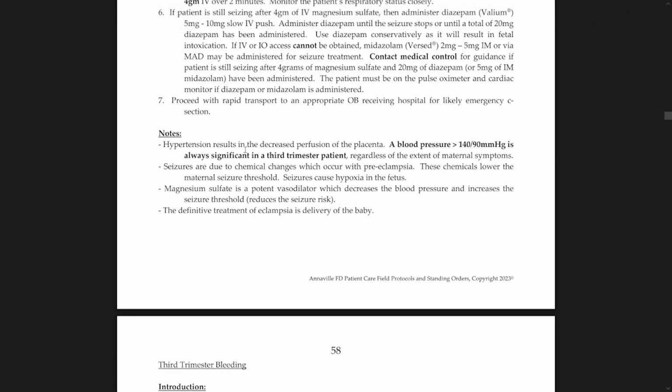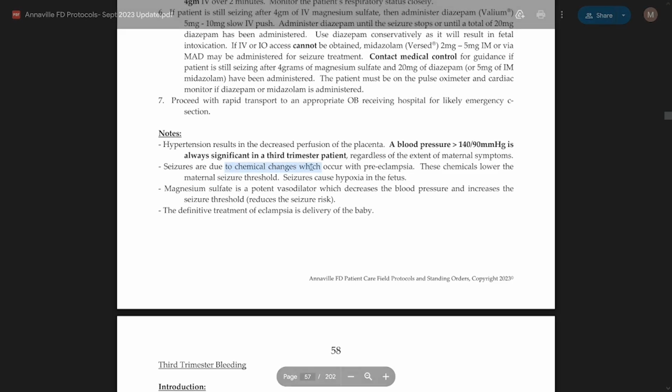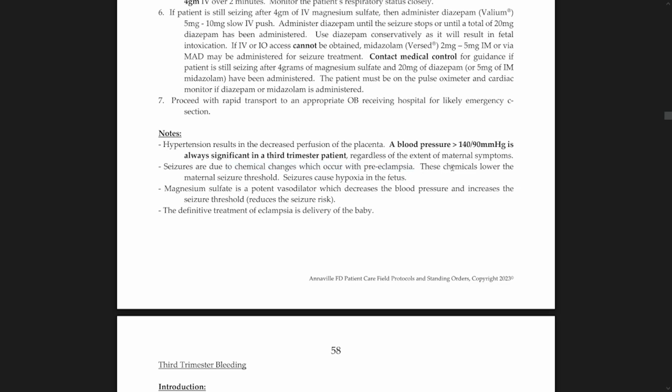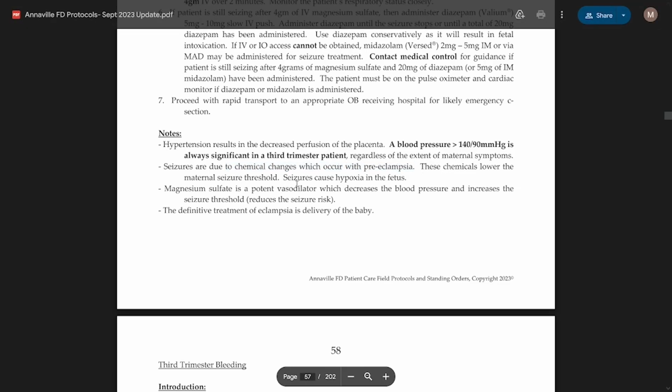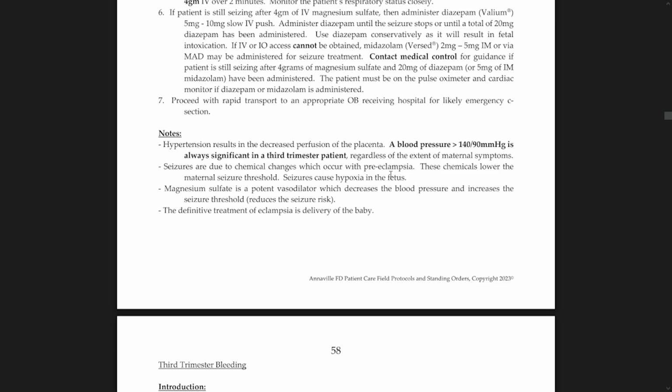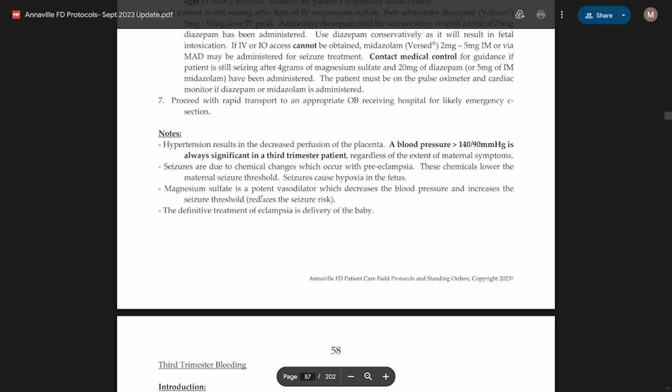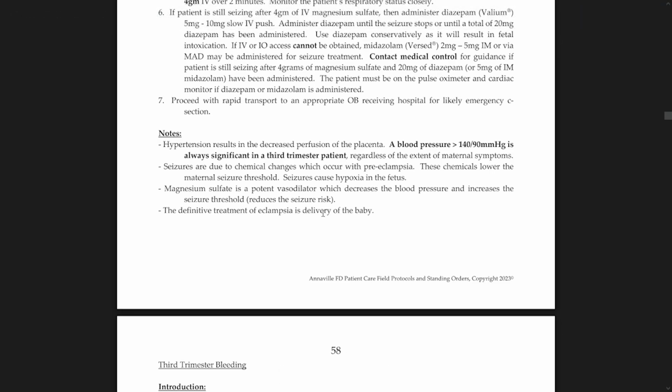Note: hypertension always results in decreased perfusion of the placenta. A blood pressure greater than 140 over 90 millimeters of mercury is always significant in a third trimester patient, regardless of the extent of maternal symptoms. Seizures are due to chemical changes which occur with preeclampsia. These chemicals lower the maternal seizure threshold, and seizures can occur from hypoxia in the fetus. Mag sulfate is a potent vasodilator which decreases the blood pressure and increases the seizure threshold, reducing the seizure risk. The definitive treatment of eclampsia is delivery of the baby.